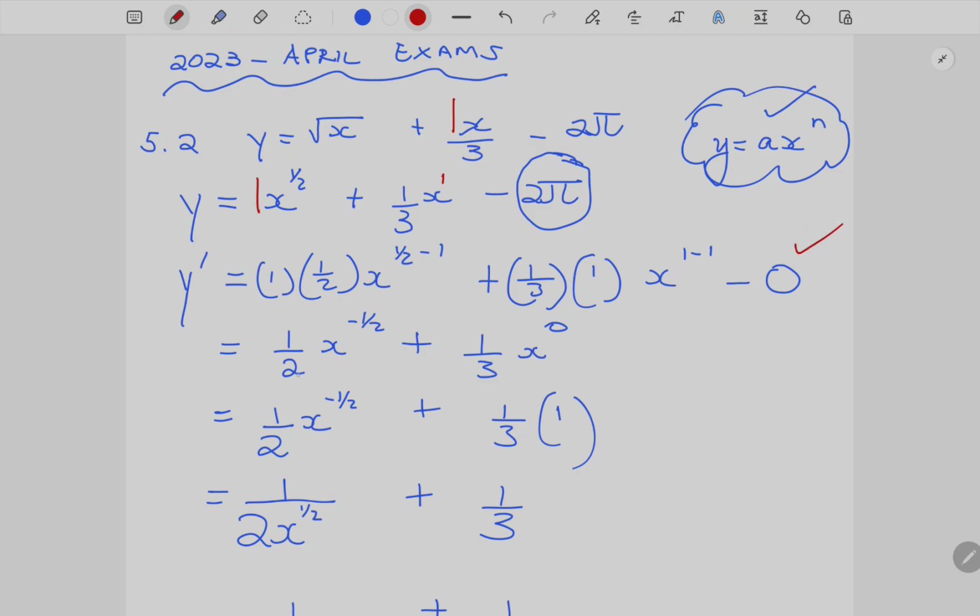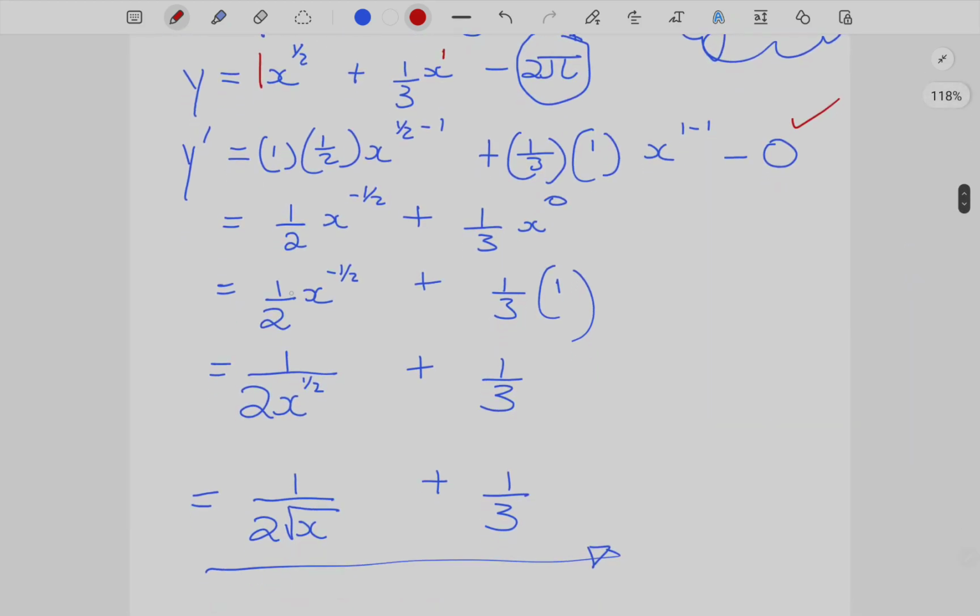Then 1 times 1 over 2 is 1 over 2, x to the power 1 over 2 minus 1, which is negative 1 over 2. Then positive 1 over 3 times 1 is 1 over 3, x to the power 1 minus 1. What is 1 minus 1? It is equal to 0. This one we don't need to write on the next step. Then you've got 1 over 2 x to the power negative half plus 1 over 3 x to the power 0, which is the same as 1 over 2 x to the power negative 1 over 2 plus 1 over 3. Then x to the power 0 is equal to 1.